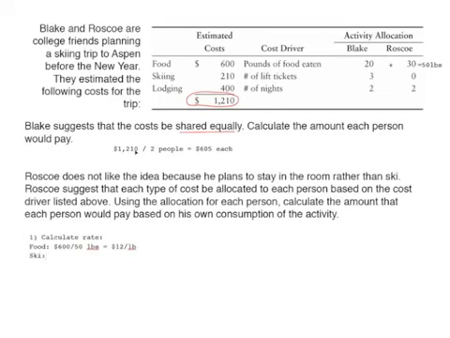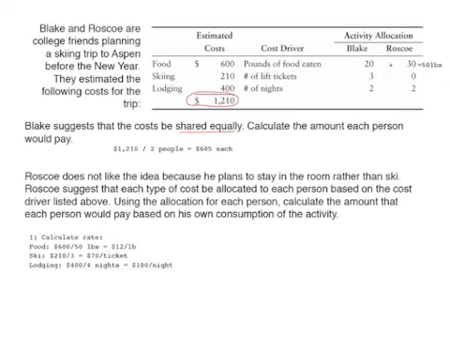We're going to do the same thing for both of the other two activities. Skiing, we see that our cost for skiing is going to be $210, and the total amount of ski tickets is 3. 3 plus 0 is 3. So 3 tickets. We find that our rate per ticket is $70. And the last activity is lodging, and we determined that the estimated cost was going to be $400 total for the trip, and each person is going to stay 2 nights for a total of 4 nights. So we can find that our allocation rate for lodging would be $100 per night.